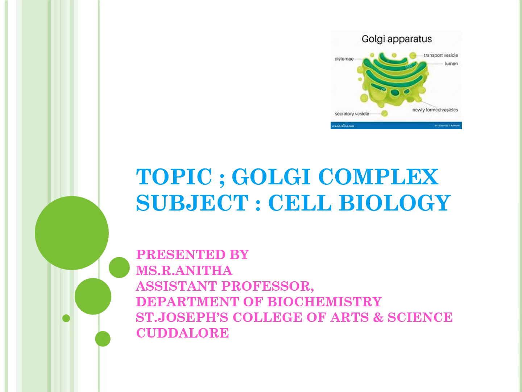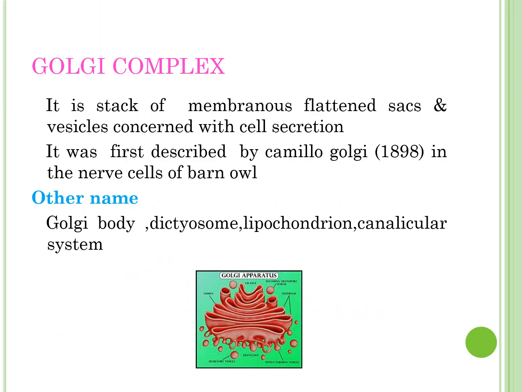Today in this video, we are going to see about the topic Golgi complex. So what is Golgi complex? Golgi complex is one of the cell organelles. It is a stack of membranous flattened sacs and vesicles concerned with cell secretion. It was first described by Camillo Golgi in the year 1898 in nerve cells. Other names of Golgi complex are Golgi body, dictyosome, lipochondrion, and canalicular system.